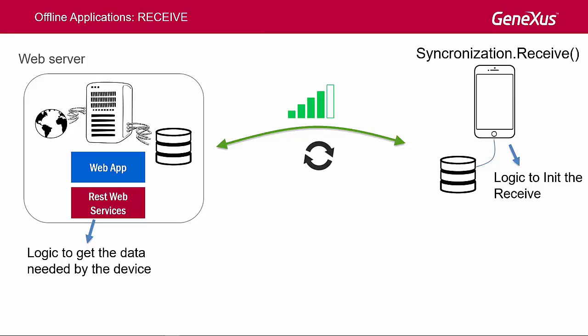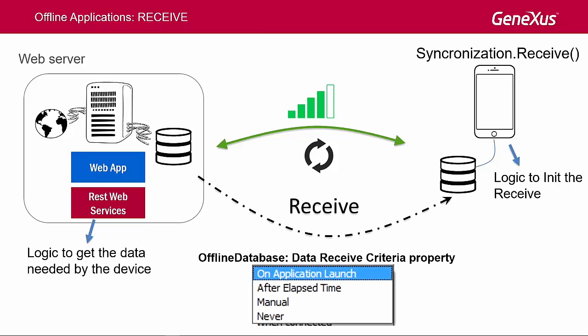The synchronization's behavior is configured using the properties of the offline database object. In particular, the data receive criteria property determines when the synchronization will be made to receive data. The synchronization's result, that is to say, the data left in the device, is independent from the configuration selected because it determines how the data is sent, not what data is sent. This is determined according to the filters set in the offline database object.